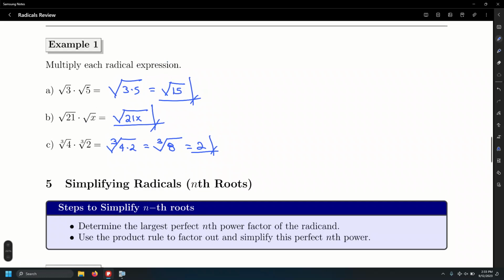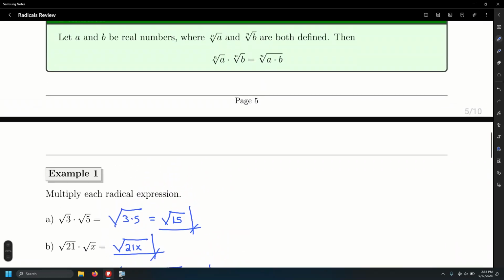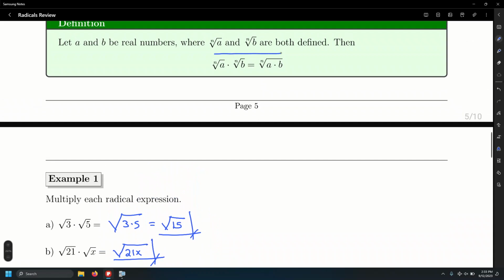What about simplifying the nth roots? In essence, we're going to do the backwards process of that property that we did here. For example, in example 1, we used this property this way: the product of the radicals equals the radical of the products. In the simplification of radical expressions, we're going to use this, but backwards. And I'll show you how we're going to do this.